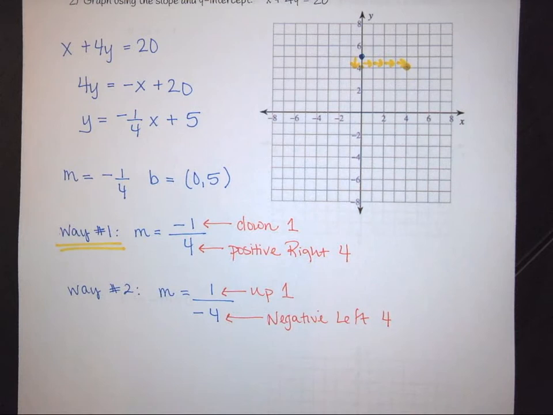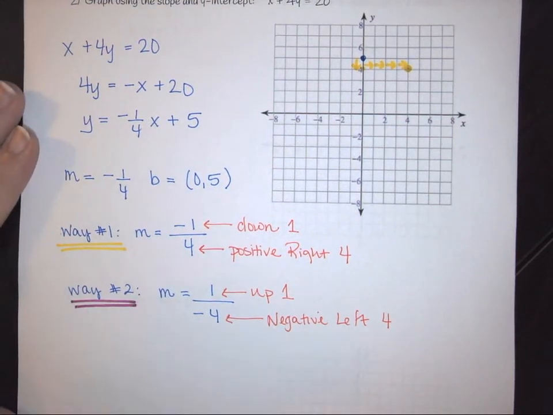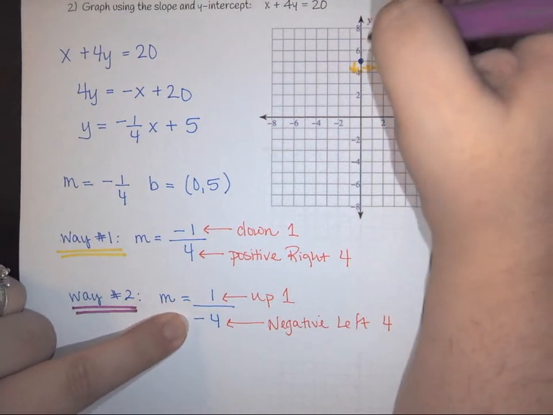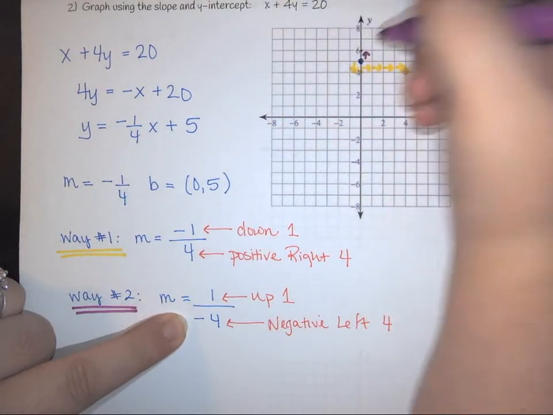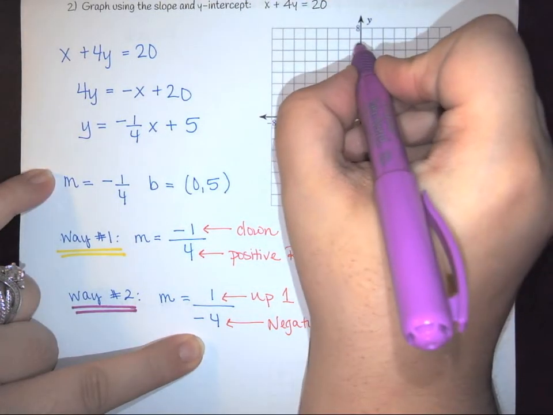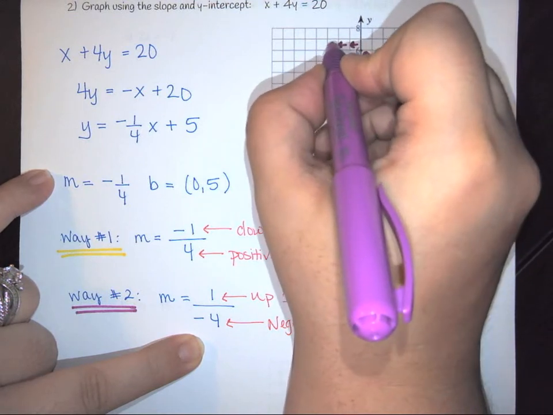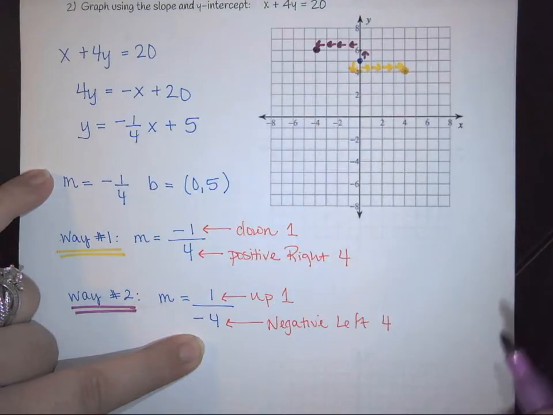Well, what happens if I had gone my second way? So we'll call that the purple. So the second way said that I was going to go up 1, so I would go up 1 to right there, and then I would go negative 4. So this would be 1, 2, 3, 4, which would be right here.